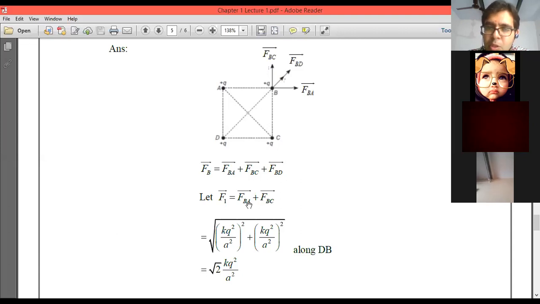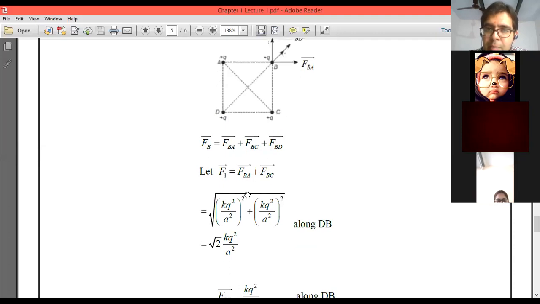We know that FBA is, using Coulomb's law, K Q1 Q2 upon R square. Since both have the same charge, Q1 is equal to Q2 is equal to Q. So F is equal to K Q square upon A square. And FBC will also be the same, K Q square upon A square.